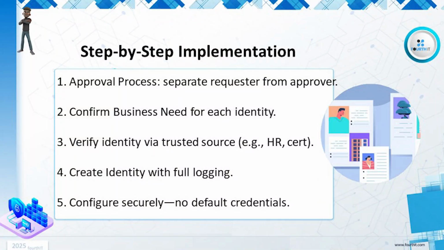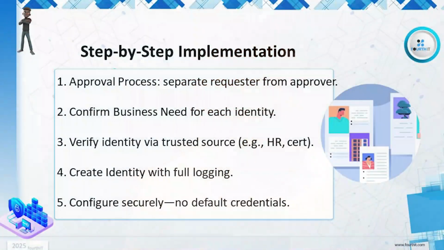The first one is for you to have an approved process. Now, if you don't have an approval process, it's difficult. You need to establish a consistent process for creating, modifying, and deleting identities. Then you need to ensure that the requester is different from the one that is approving the users, so that you can have checks and balances in place.